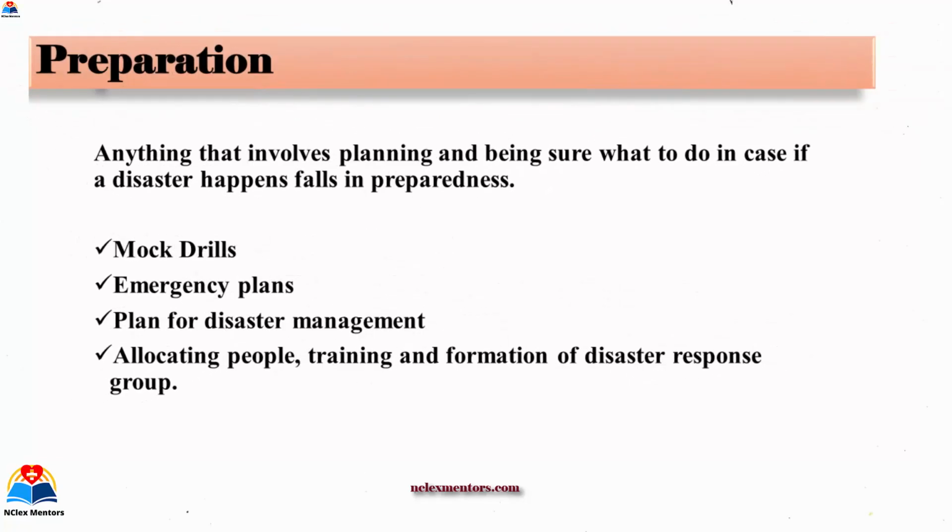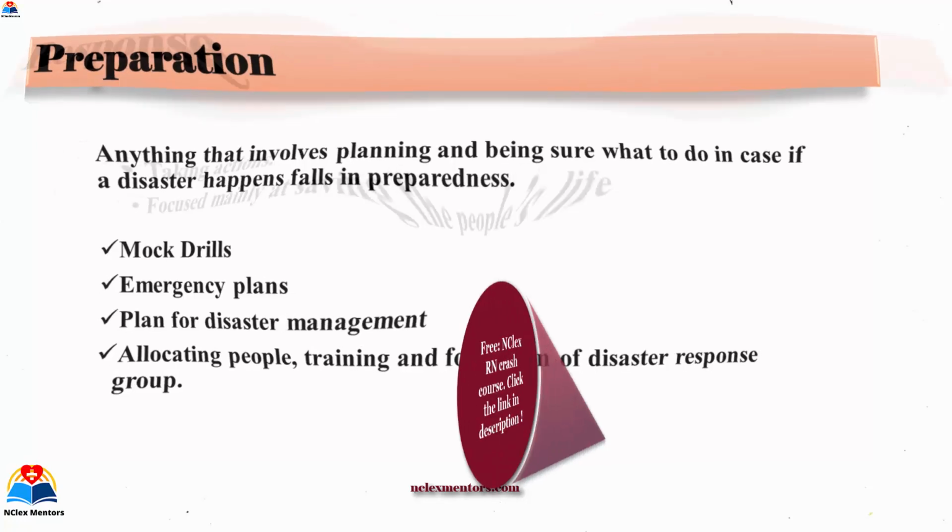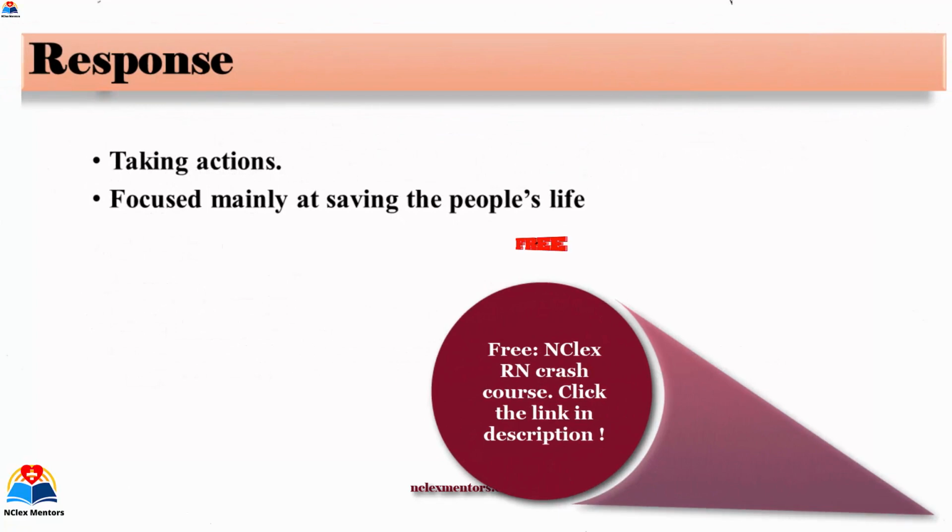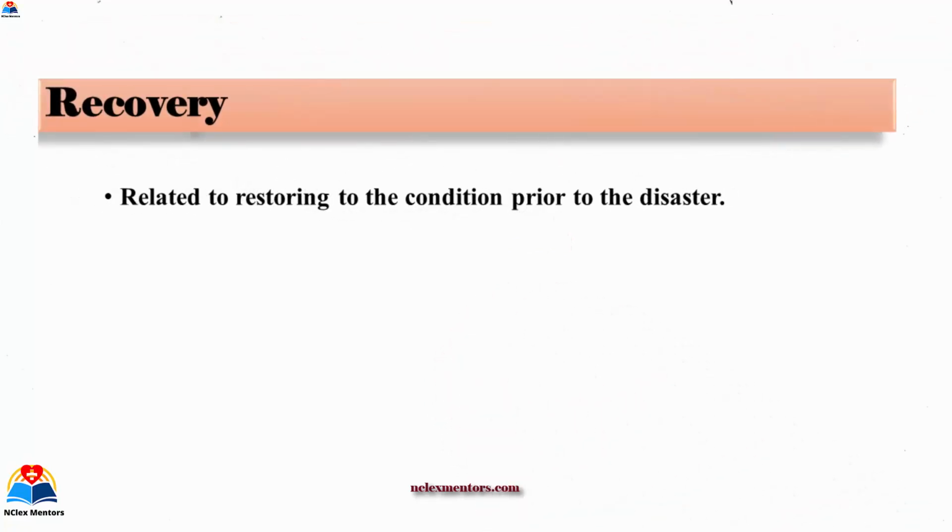Preparedness. Anything that involves planning and being sure what to do in case a disaster happens falls in preparedness. Some activities in preparedness are mock drills, emergency plans, plan for disaster management, allocating people, training and formation of a disaster response group. Response. Response is related to taking actions. The action is focused mainly at saving people's lives. Recovery. The recovery phase is mainly related to restoring to the condition prior to the disaster.